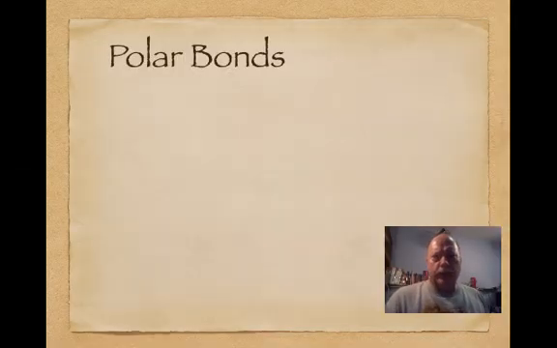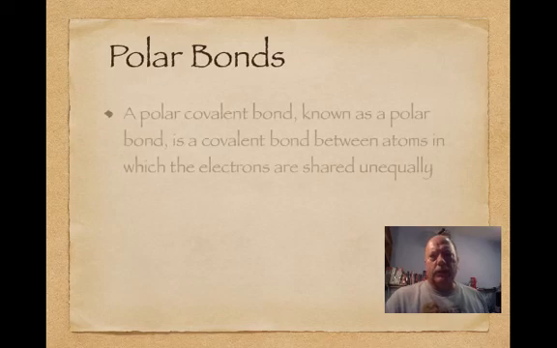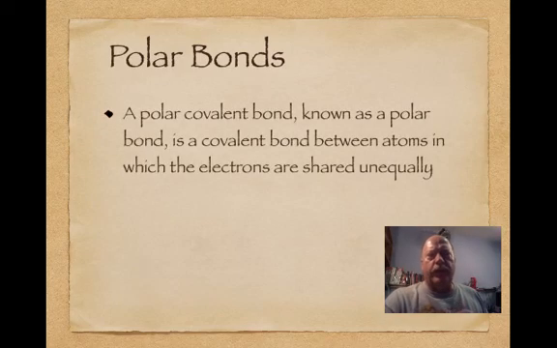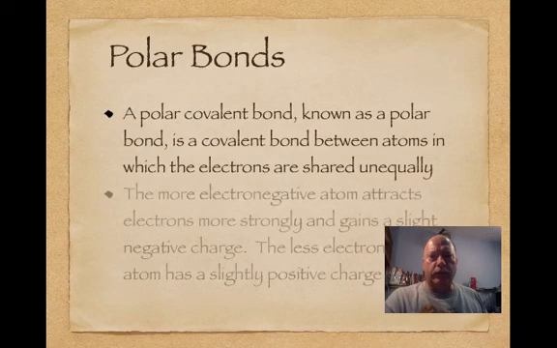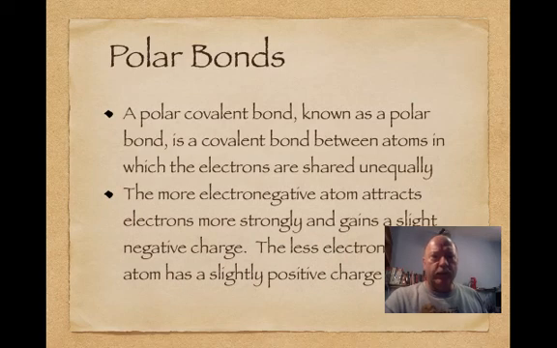In other molecules, in other bonds, they're not shared evenly. And when that happens, you get a polar covalent bond. That's where one atom is more electronegative. It's going to pull the electron in more than the other one. And then you get a slight charge.